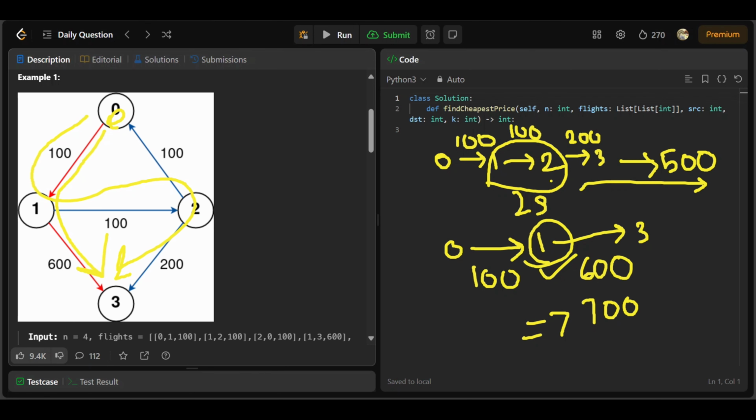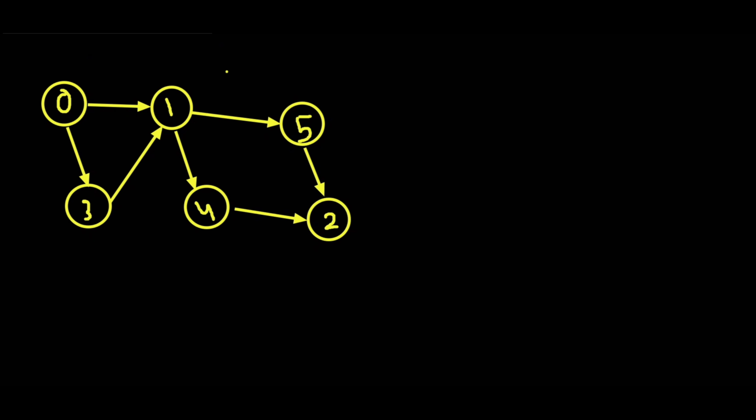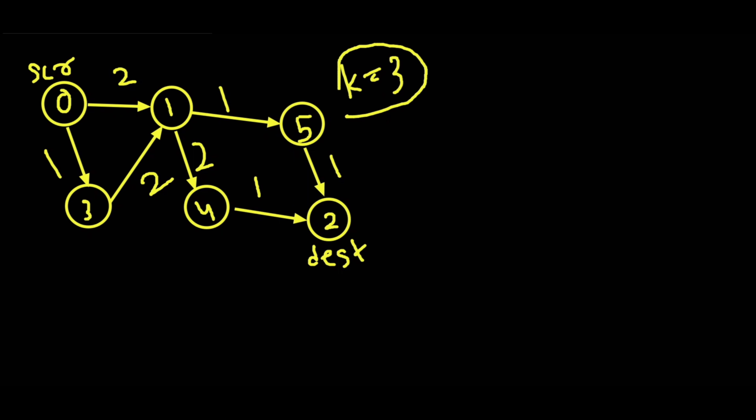So let's think of another example to understand the problem. Let's consider this graph as an example, with the cost from 0 to 1 as 2. Let's take 1, 2, 2, 1, 1 and 1. Okay, so let's take 0 as source and 2 as our destination, and let's consider k equals 3. That means we need to reach 0 to 2 within 3 stops.